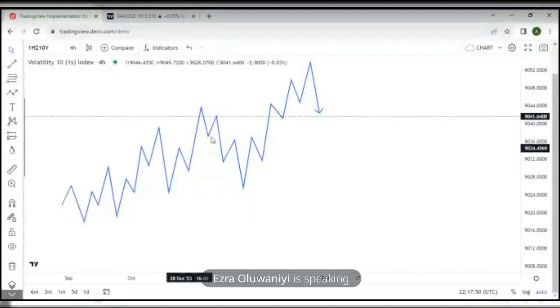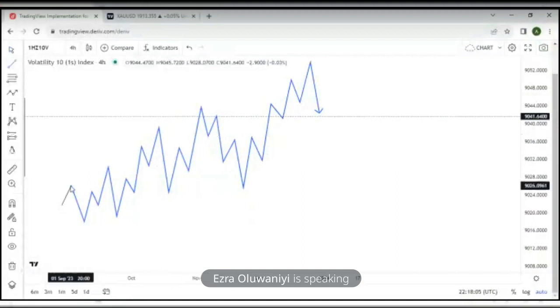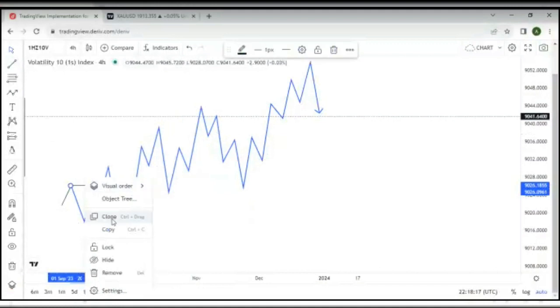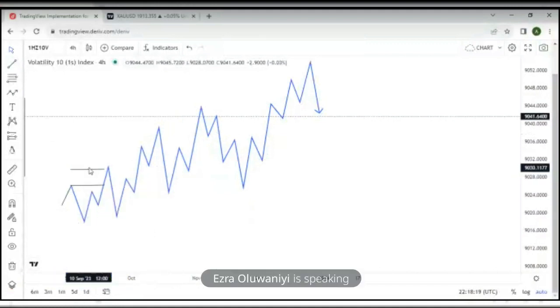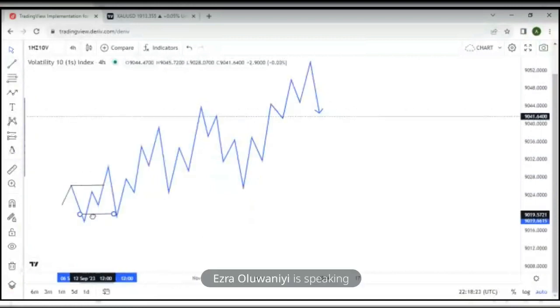This is a schematic diagram, so we're going to be labeling it, and then we're going to be finding out what has been happening in the market. All right. So before now, this was the previous high. Okay. So this is a high. Now this place is a high, and this is the low.